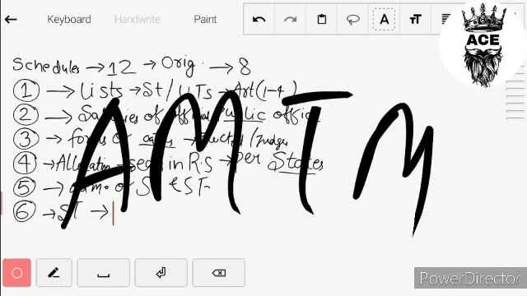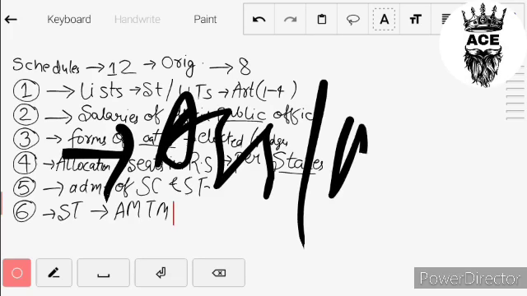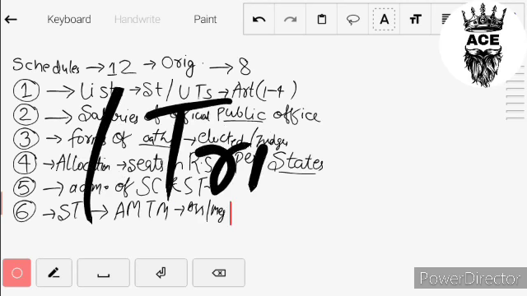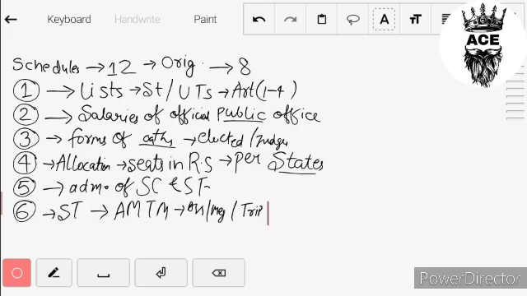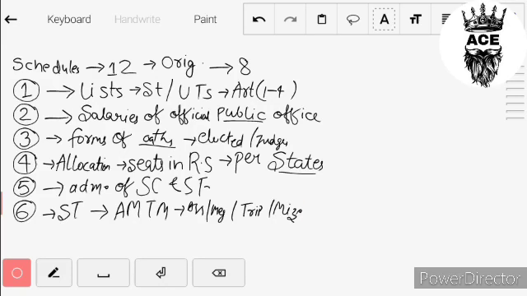What is AMTM? A stands for your Assam, M stands for your Meghalaya, T stands for Tripura, and M stands for your Mizoram. Are you getting my point? That it stands for Mizoram.